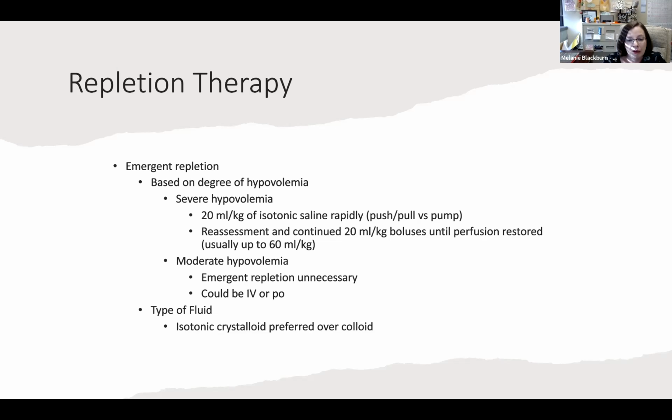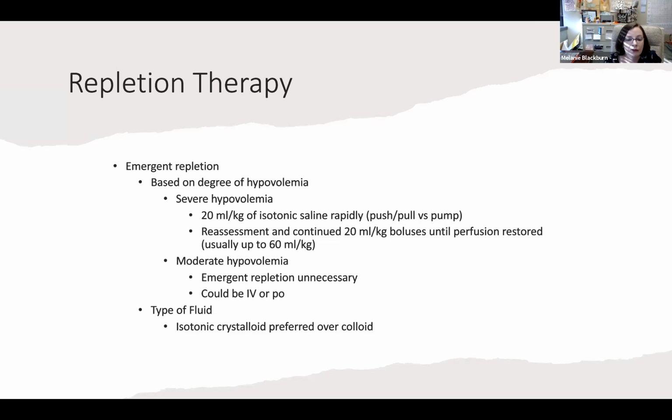If they're moderately hypovolemic, usually we don't have to use emergent repletion. You can always give a bolus to improve their cap refill, but usually this is not going to be emergent in the push-pull method or using a pump wide open. And it could be in the form of PO or IV, depending on their ability to take PO.